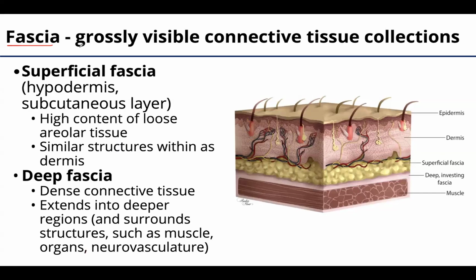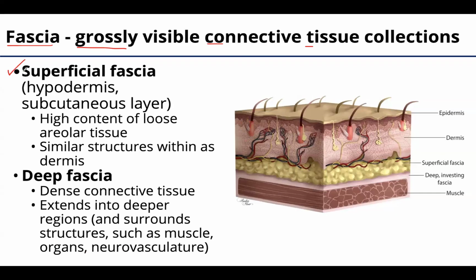Fascia is grossly visible connective tissue. And gross here doesn't mean ew, gross. It means visible to the naked eye. So just deep to the dermis is a variable layer of loose areolar tissue with some other connective tissue for structure called superficial fascia. And this varies widely between individuals and in different parts of the body.